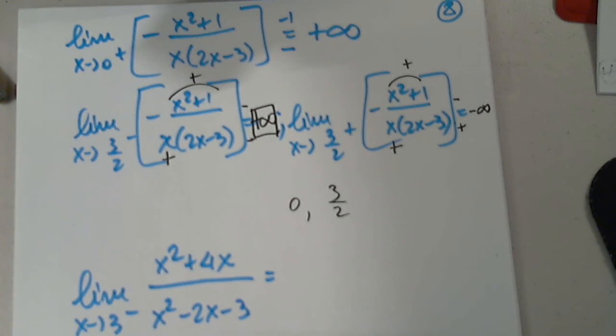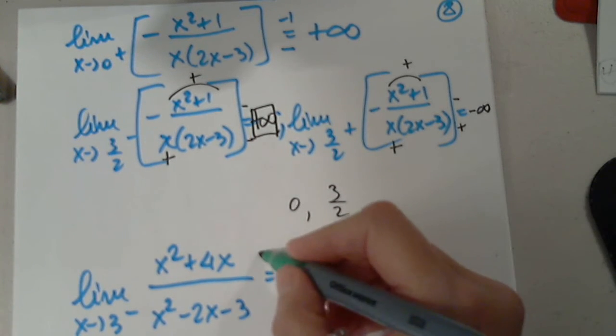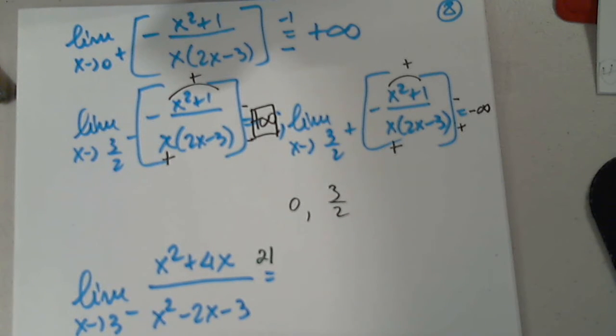So when we plug in 3 at the top, what do we get? 9 plus 12, 21. Excellent. Great job. What about the denominator? 0. Yes. What do we know about this for sure, before we even consider anything?